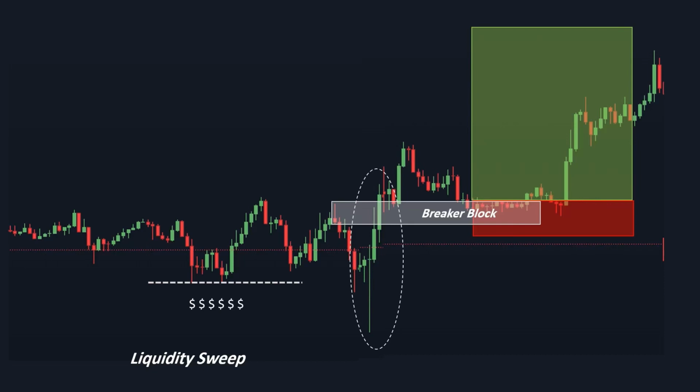Here, we have identified a valid breaker block. Therefore, the entry should be set at the highest point of the breaker block, with a stop loss placed a few pips below this.